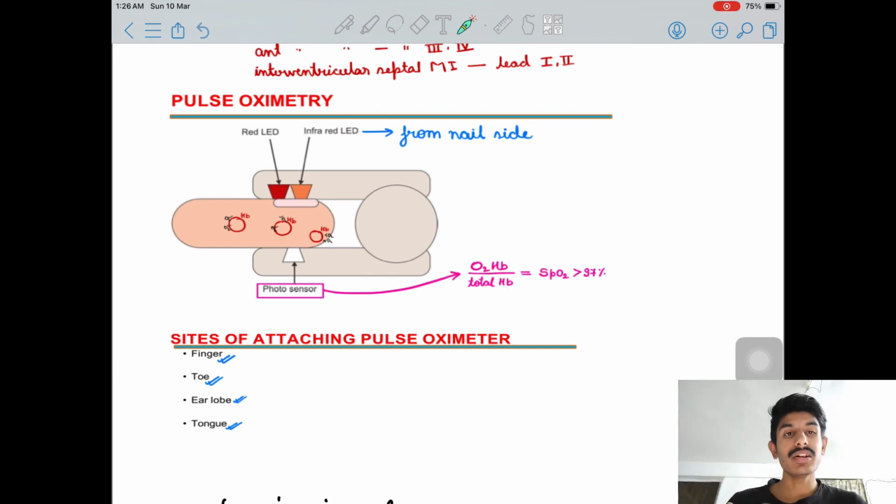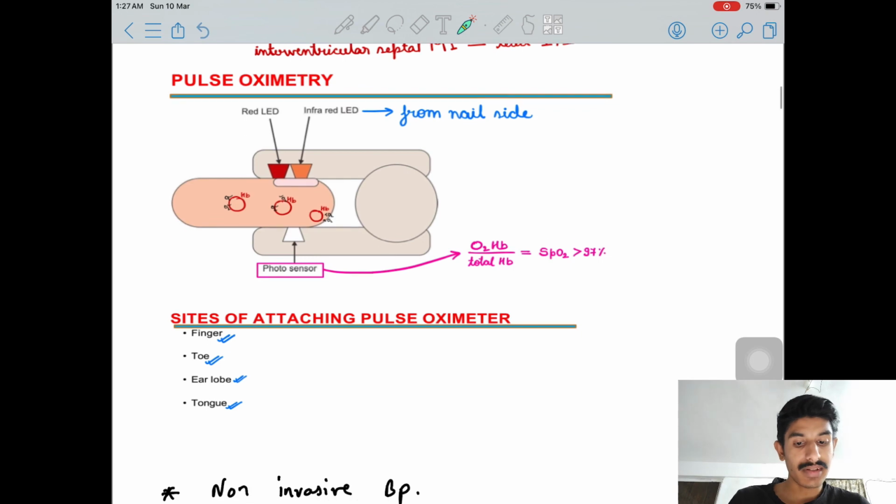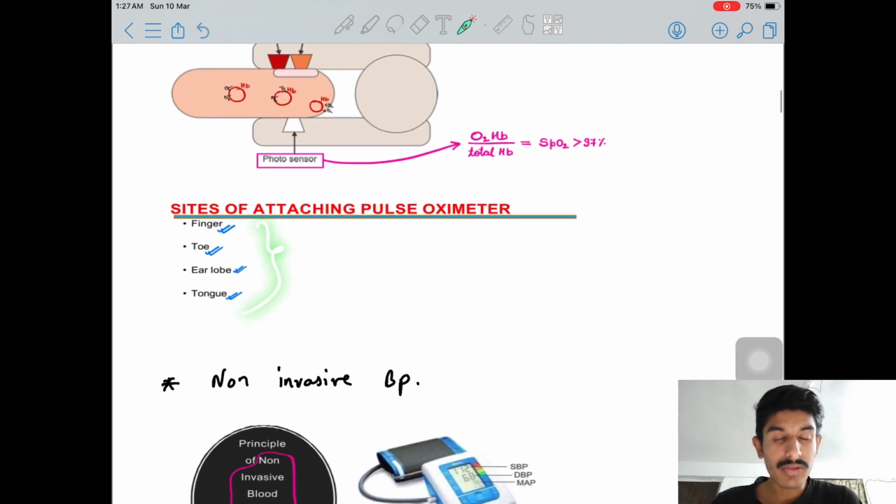So how do you put the pulse oximeter? On your finger, for example, here should be red light and infrared light, and on the downside there will be a photosensitive sensor. So you will put it like this on your finger. But if the patient doesn't have both hands, what will you do? You will put it on the toe, earlobe, or tongue. So these are the parts where you can put it and know the oxygen, or hemoglobin saturation, in your bloodstream. These sites I already told you now.